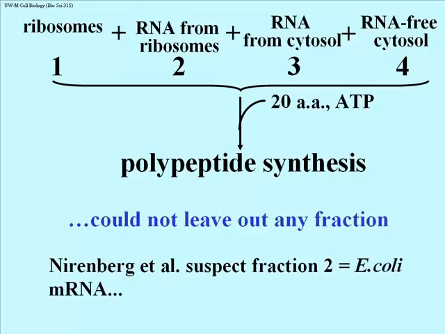You may suspect, as Nirenberg did, that fraction 2, this RNA that could be extracted from ribosomes but that was not ribosomal RNA, might be messenger RNA.